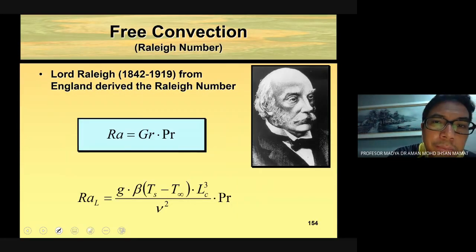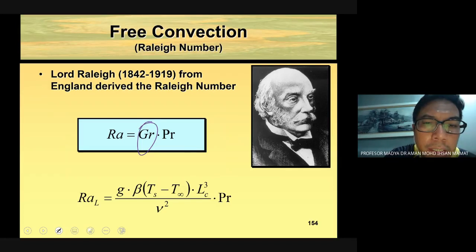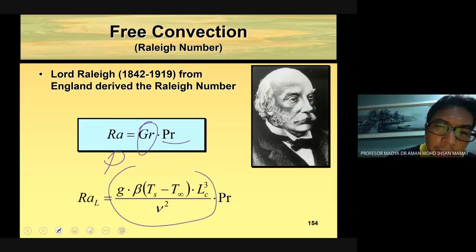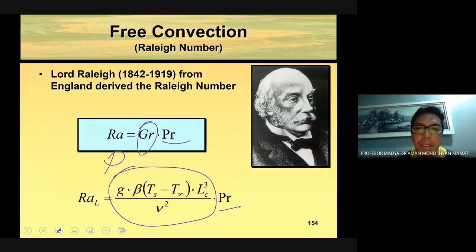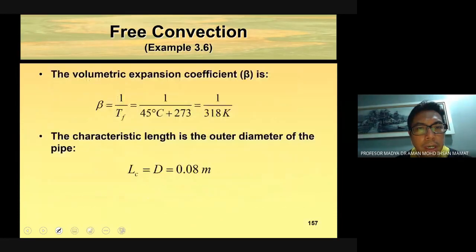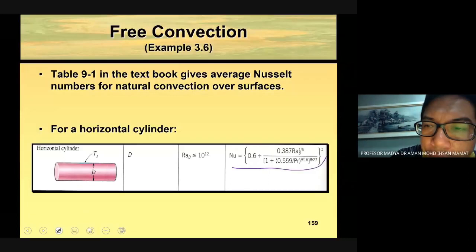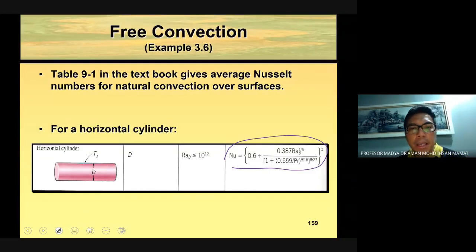And then another person called Lord Rayleigh has developed the correlation combining the Grashof number and the Prandtl number, and it has become the Rayleigh number. So this is the Grashof number and this is the Prandtl number, and it becomes the Rayleigh number. Okay, where the correlation of the Rayleigh number is given by this one. This is for the horizontal cylinder.